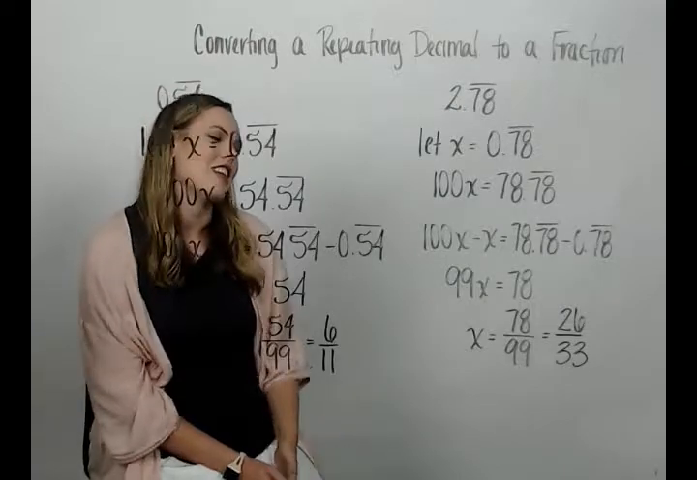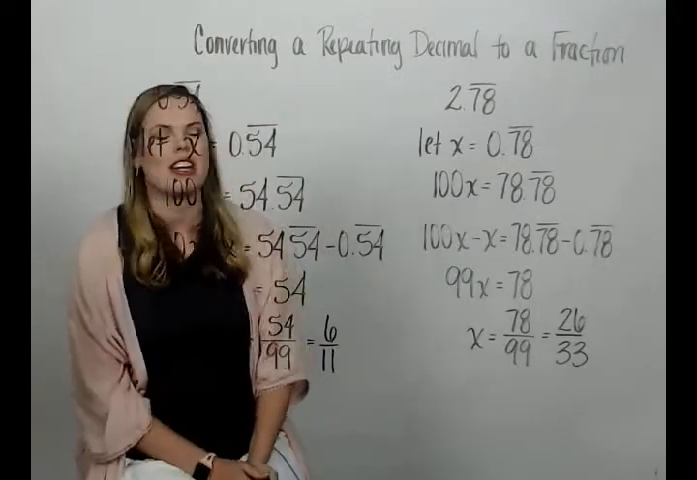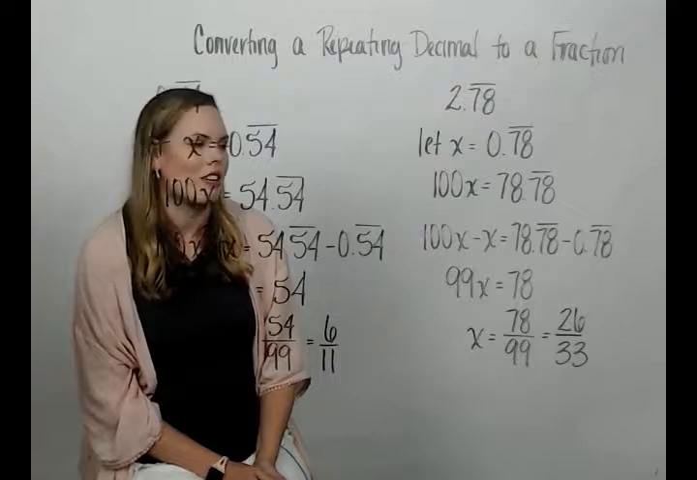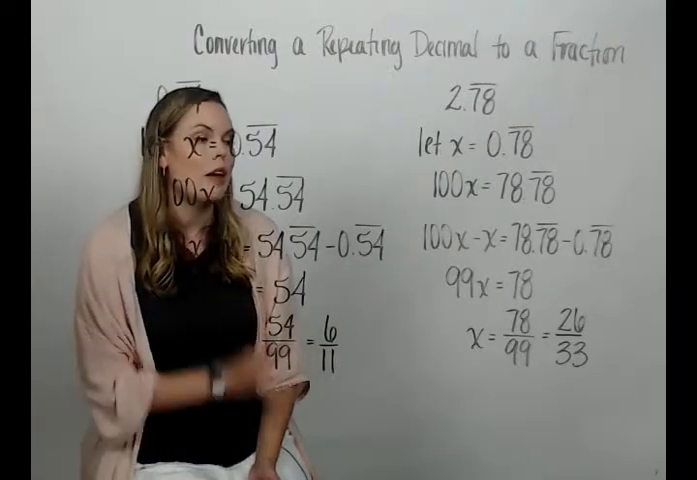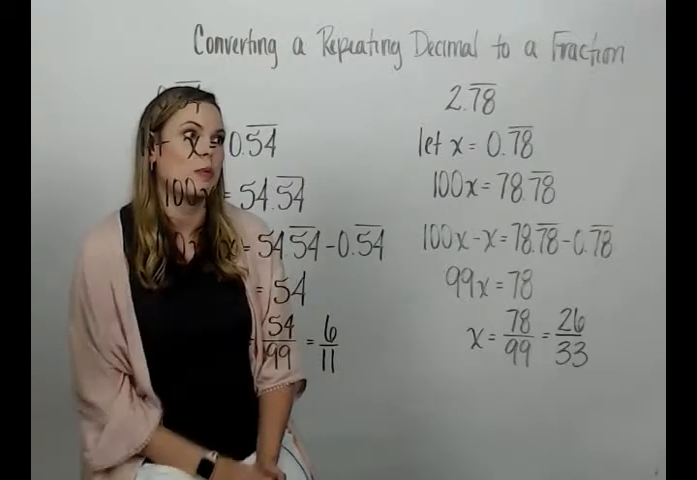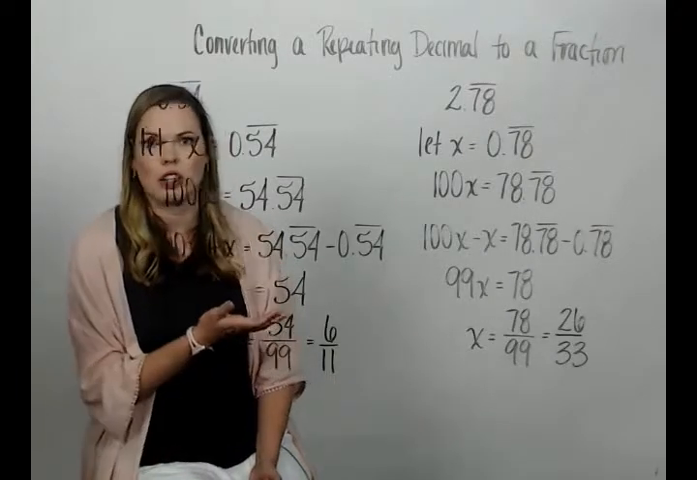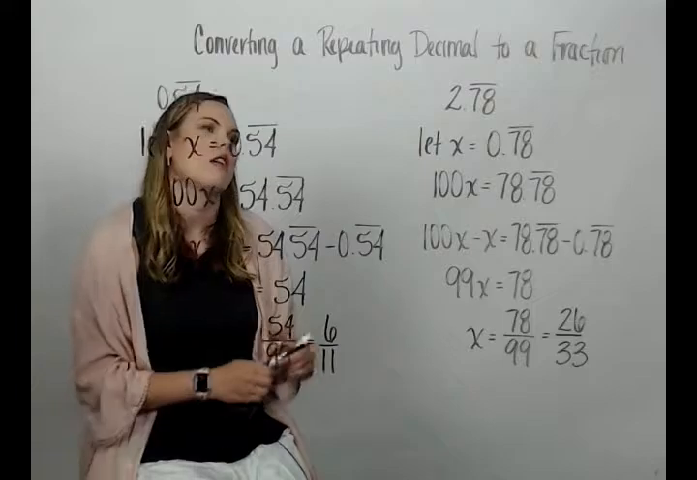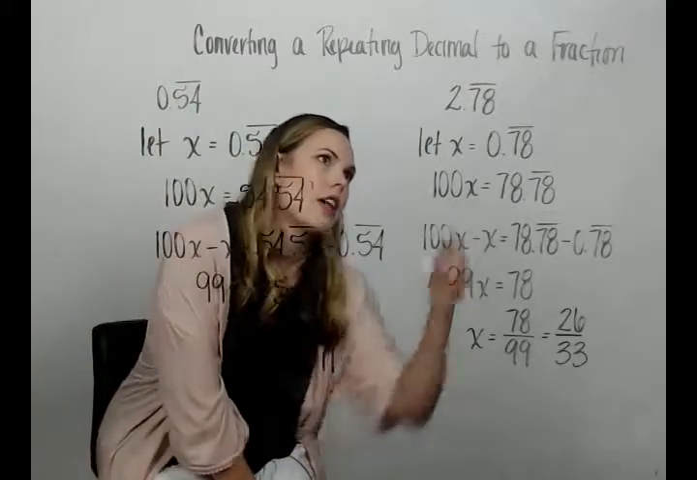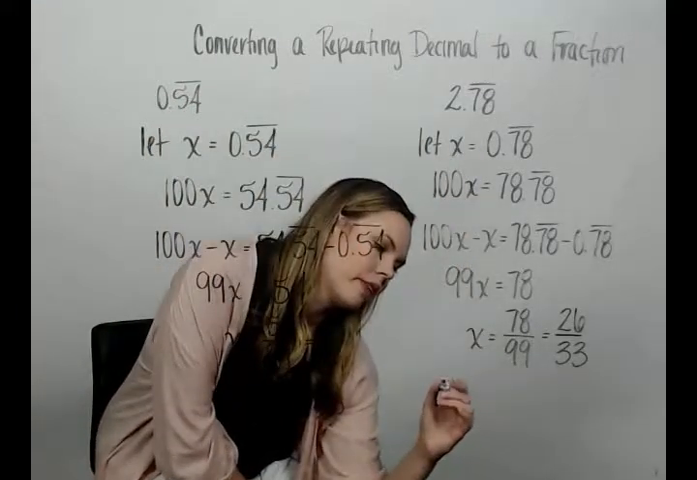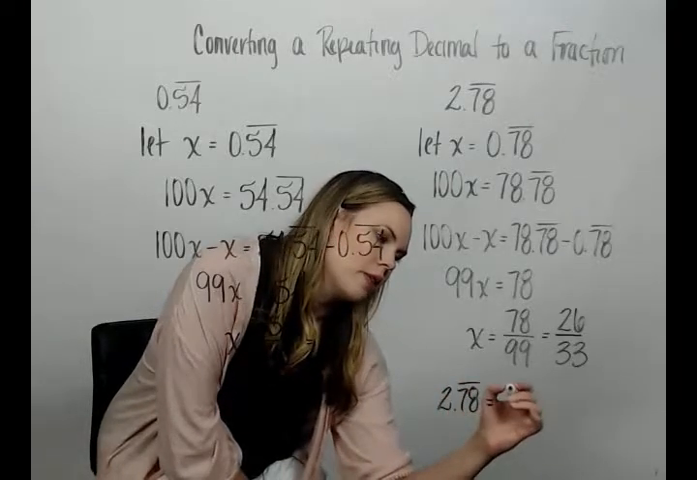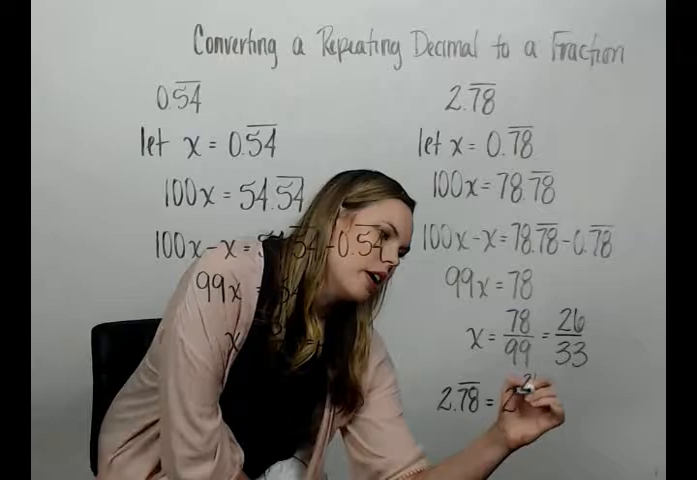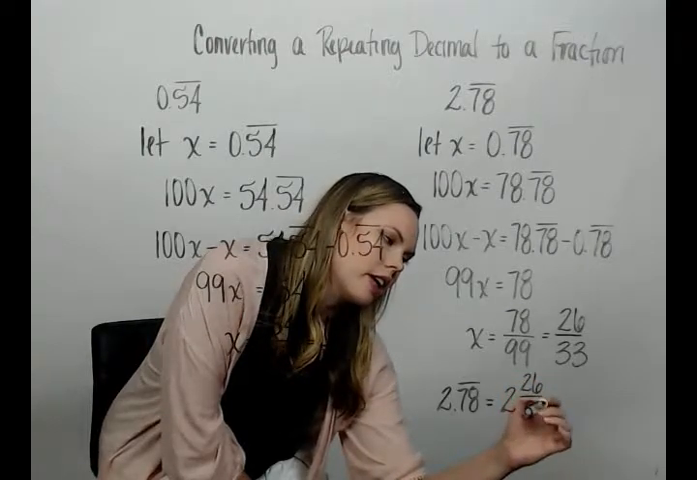Okay, and then 33 is only divisible by 3 and 11, which neither go into 26, so we know we have reduced completely. But I'm not done, because this is just 0.78 repeating, and I wanted to convert 2.78 repeating, and so I know that this is equal to 2 and 26/33.